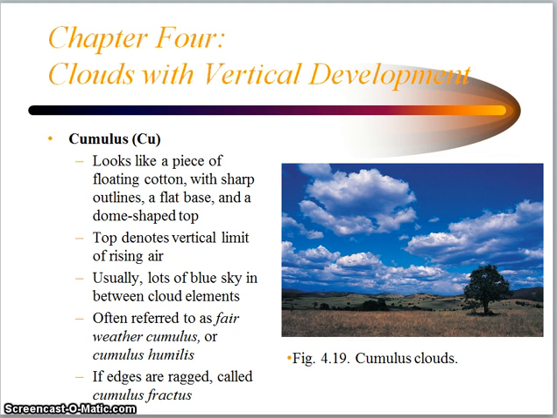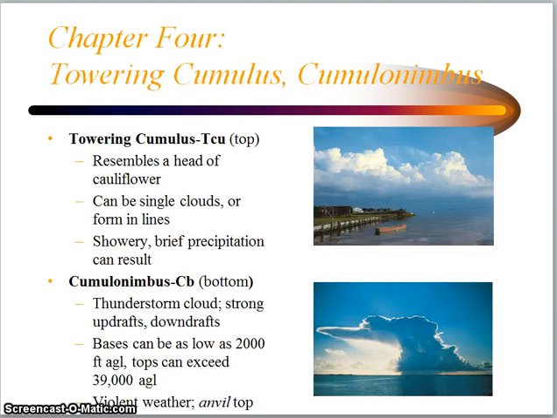Usually there's lots of blue sky between the cloud elements, and what this means is that between these clouds the air is actually sinking rather than rising. These are often referred to as fair weather cumulus, or cumulus humilis in the Luke Howard classification dating back to 1803. If the edges of the clouds are ragged, then they're called cumulus fractus. Then we see towering cumulus in the top picture. Then the clouds start to resemble a head of cauliflower in the grocery store, if you know what I'm saying. These can be single clouds or they can form in lines.